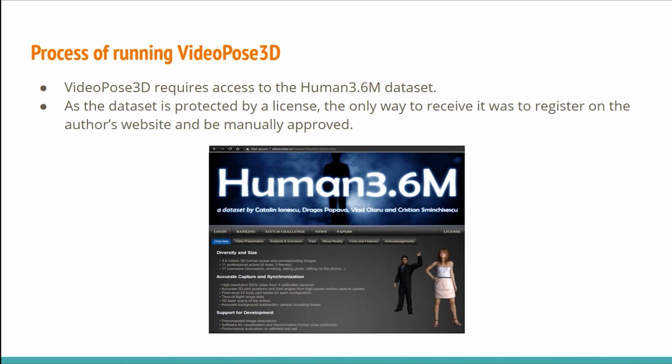Now, in order to run Video Pose 3D, the first thing you need is the Human 3.6M dataset. And this is where we came across our first issue with the software. As this dataset is protected by a license, the only way to receive it was to register on the author's website and then have the website administrators manually accept registration and then allow you to download these files.